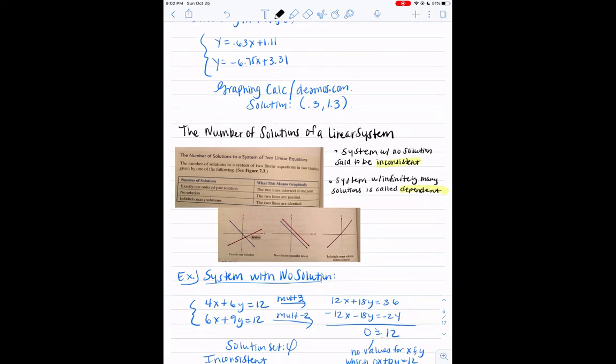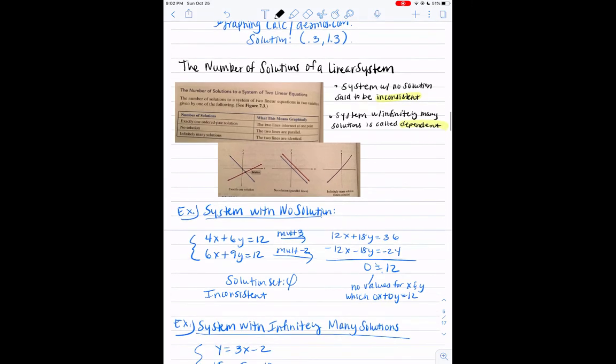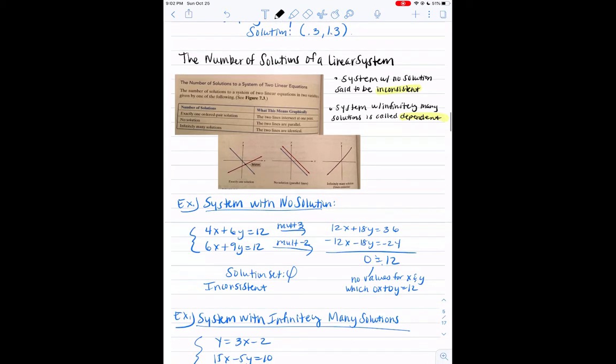Okay, so the number of solutions of a linear system in two variables is given by one of three options. If we have exactly one ordered pair solution, graphically this means that the two lines intersect at one point. If we have no solution, then the two lines are parallel, and if we have infinitely many solutions, the two lines are identical.